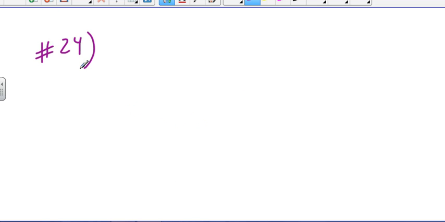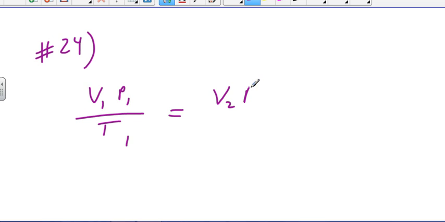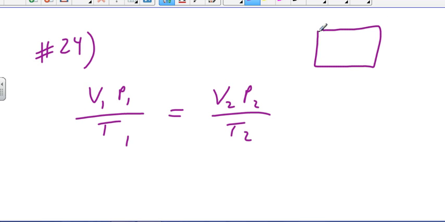Number 24. Oh, well, that's that one. Okay, so volume 1 times pressure 1 divided by temperature 1 is equal to volume 2 times pressure 2 divided by temperature 2. So if I have a container and it has some gas in it, then I change the pressure or the temperature of the gas, then I'm going to get a new set of values. So this comes from the equation PV is equal to nRT.